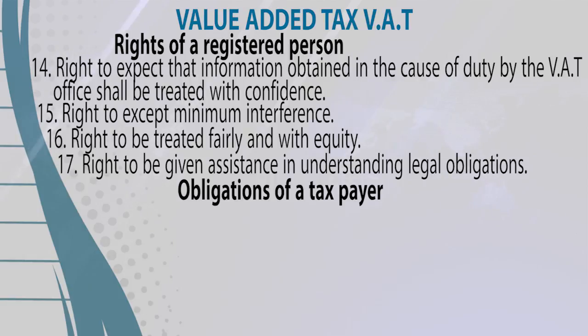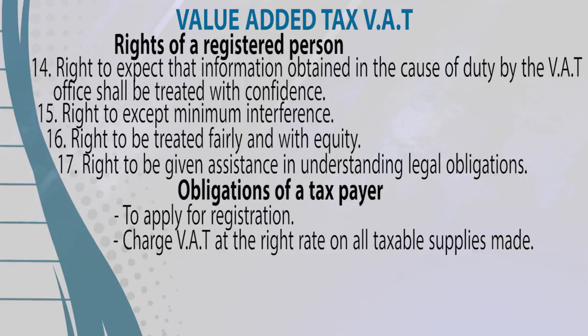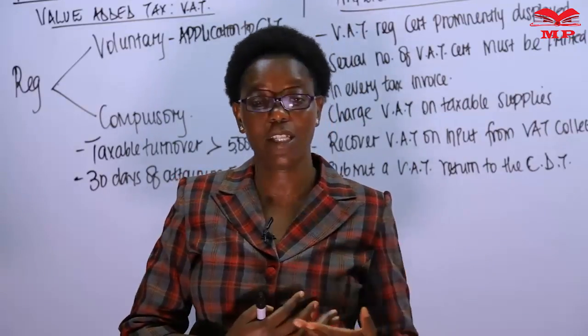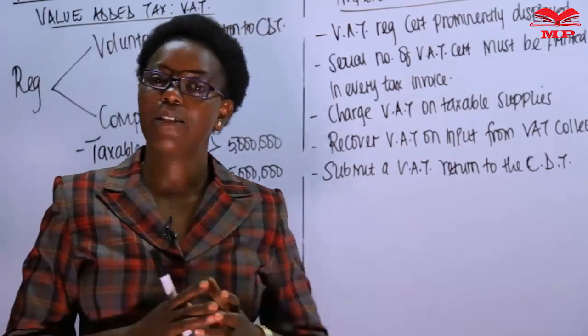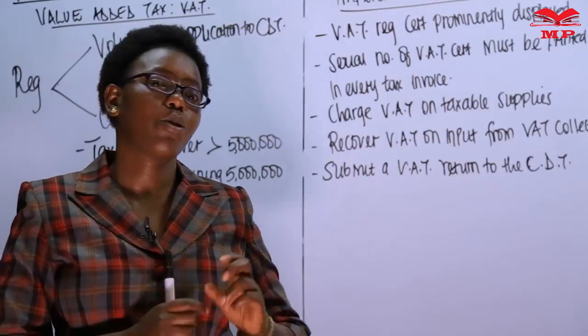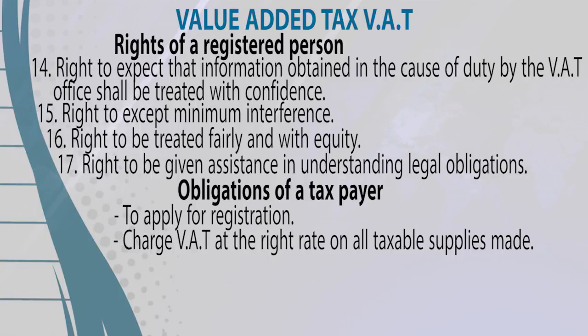So the obligations include the obligation to apply for registration. We had explained that earlier. Failure to do that, you attract a penalty. Then the second one, charge VAT at the right rate on all taxable supplies. This is supposing that by the time you're getting registered, you will have the knowledge of VAT, or you will internalize the Act. If not that, you will hire someone who has an understanding of the Act and is able to apply the right rate. But we've said, should there be an error in your computations, you can always apply for relief of error or mistake.